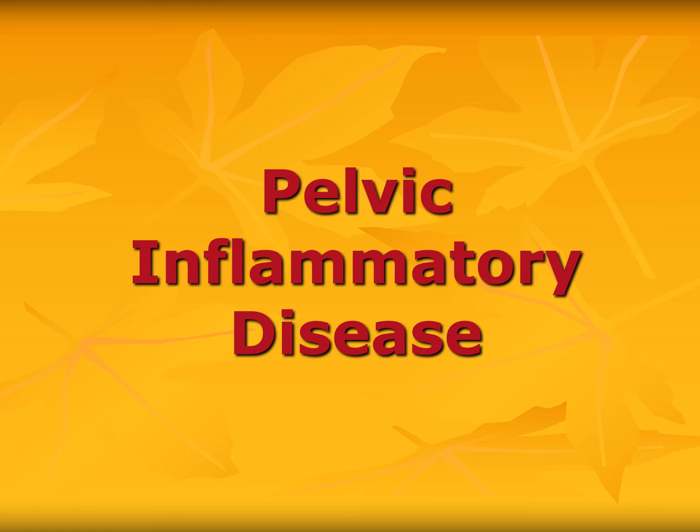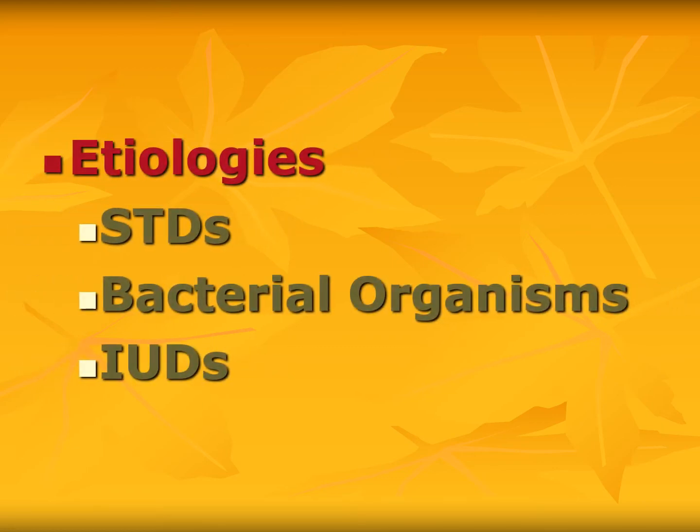Pelvic inflammatory disease, or PID. Now, pelvic inflammatory disease typically develops in females of childbearing age who are sexually active, especially if they have multiple partners. Etiologies include STDs, or sexually transmitted diseases, general bacterial organisms, as well as IUDs. Individuals who use IUDs have a twofold increase in the risk of developing pelvic inflammatory disease.